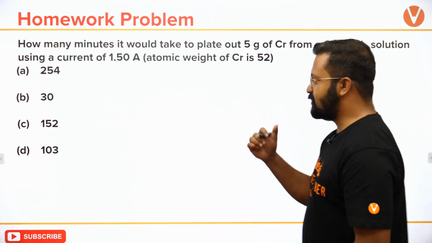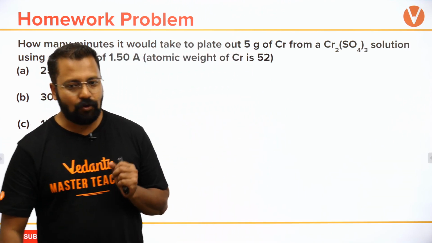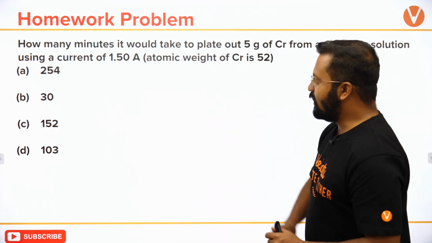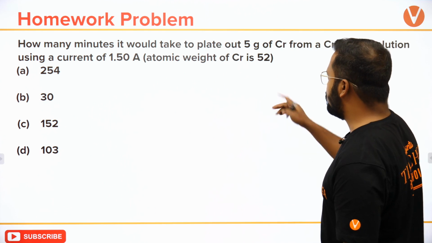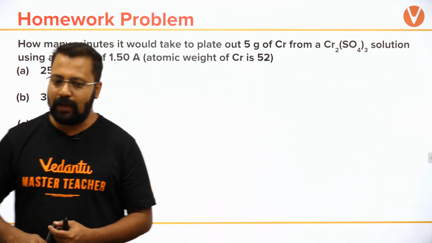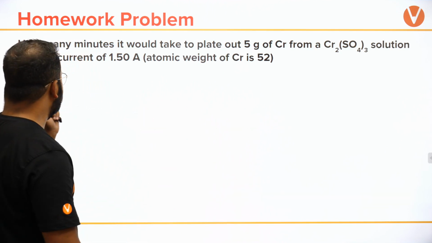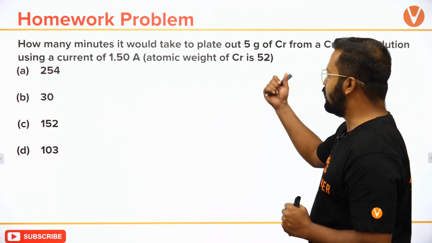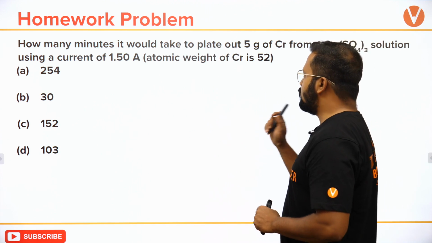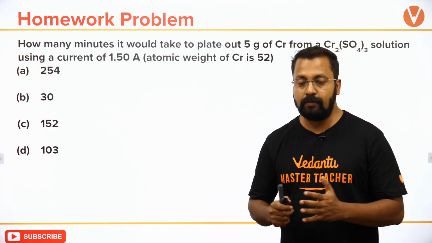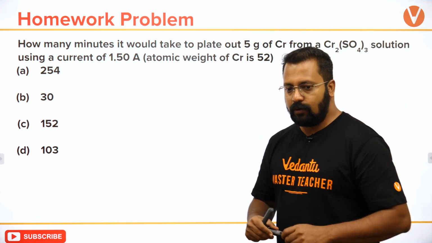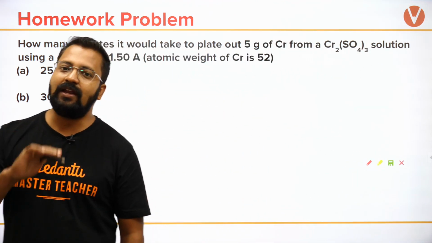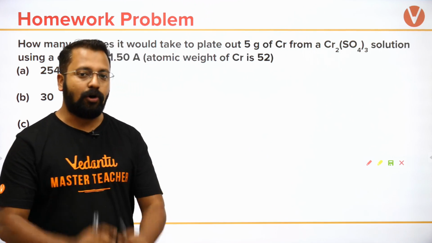Let's start today's session with the homework problem. I had given you a homework to solve this question; this was the last class question. How many minutes would it take to plate out 5 gram of chromium from Cr2(SO4)3 solution using a current of 1.5 ampere? It is given that chromium's atomic weight is 52. If you have solved the question, please tell me the answer quickly in the chat box. I'll solve this question, but it is very interesting because it tells us a very important concept.